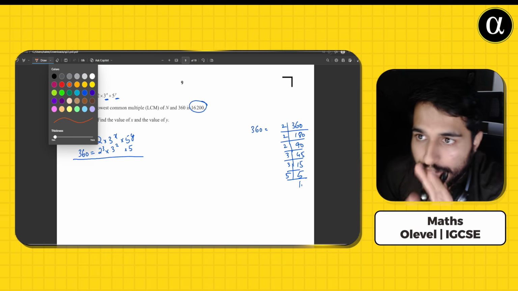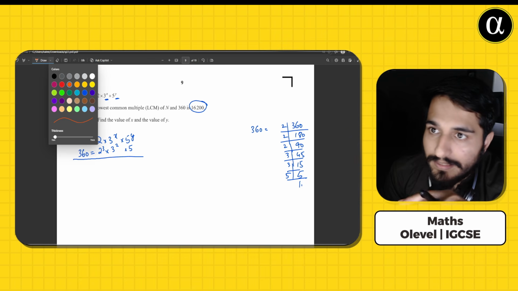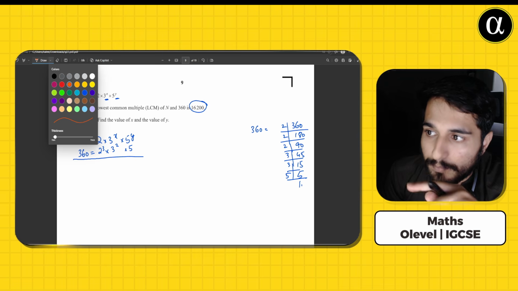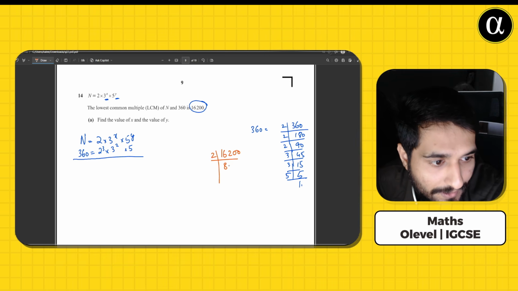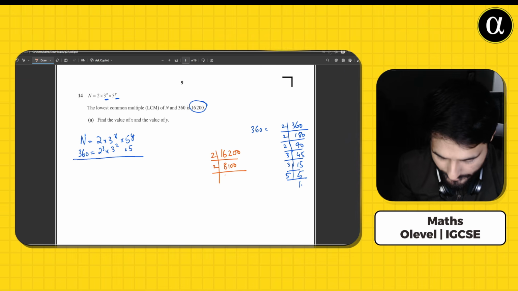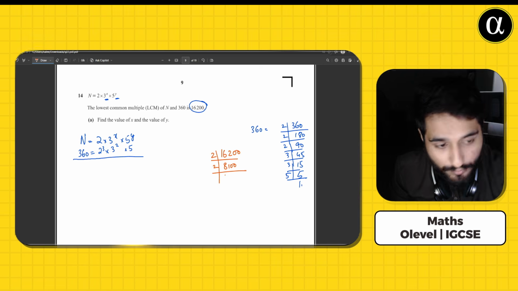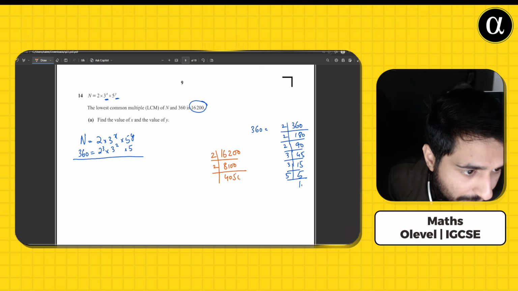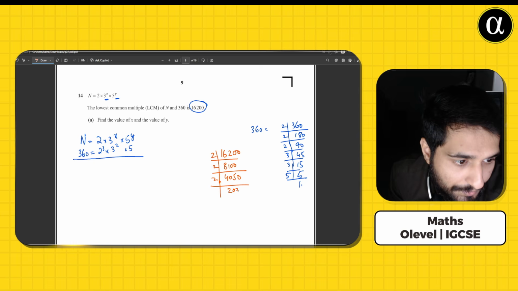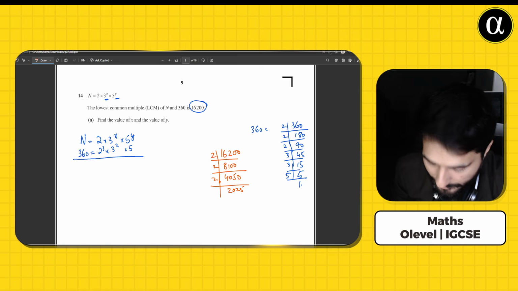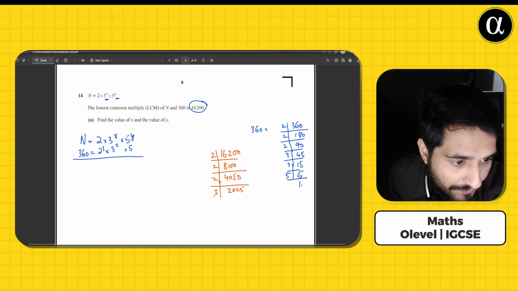Now we need to know that the LCM of any two numbers is basically the highest power of each factor in the combination. Let's have a look at this. I'll do prime factorization of 16,200. This would be 8,100. Again divided by 2 gives 4050. 4050 divided by 2 gives 2025. Then we can't divide by 2, so we divide by 3, and it should be 675.